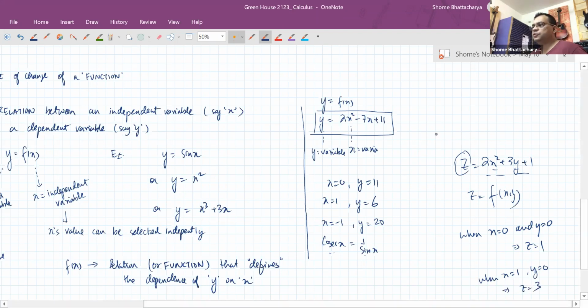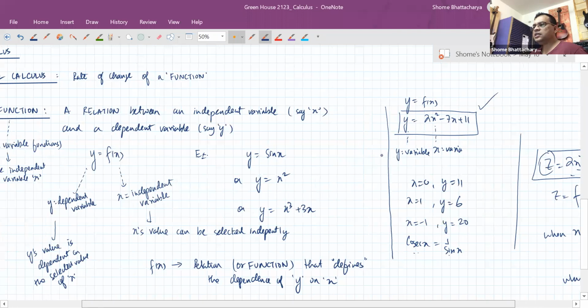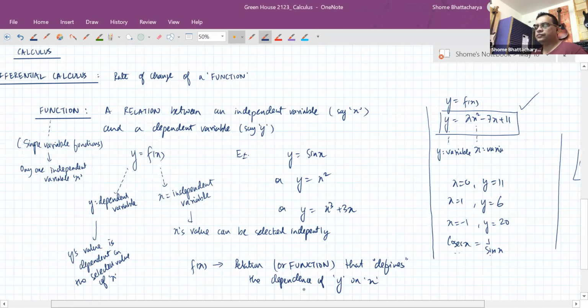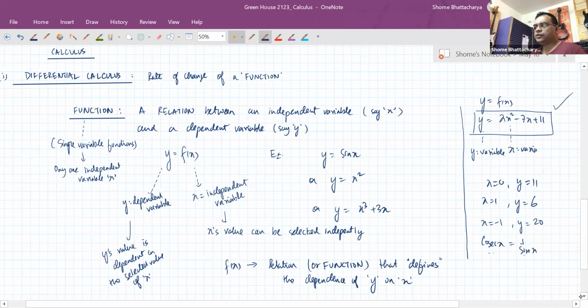But this type of function we won't be studying at the moment, because this is a two variable function. This is the type of function we'll be studying, because it's a single variable function. So all these examples I've given you are single variable functions. Okay, sir.